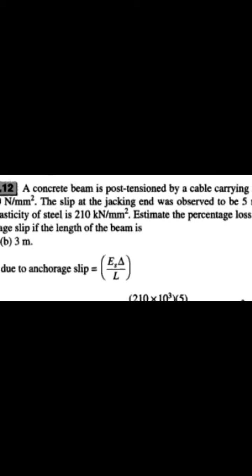In this, a concrete beam is post-tensioned by a cable carrying an initial stress of 1000 Newton per mm square. You can see here, the initial stress has been given as 1000 Newton per mm square. A slip at the jacking end was observed, so there is a small slip in the anchorage.